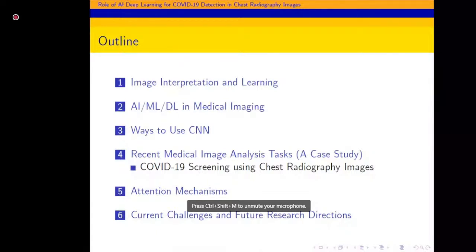Although we have a gold standard method called RT-PCR, is there any other alternative method available which can also detect COVID-19, maybe within 5 or 10 minutes? Because we all know that the gold standard method is a time consuming process, which we will look into. Also, I'll talk about the importance of attention mechanism in this field of research. And at the end, I'll talk about the current challenges and the future research directions in the field of medical image analysis. So I'll start with image interpretation, right?